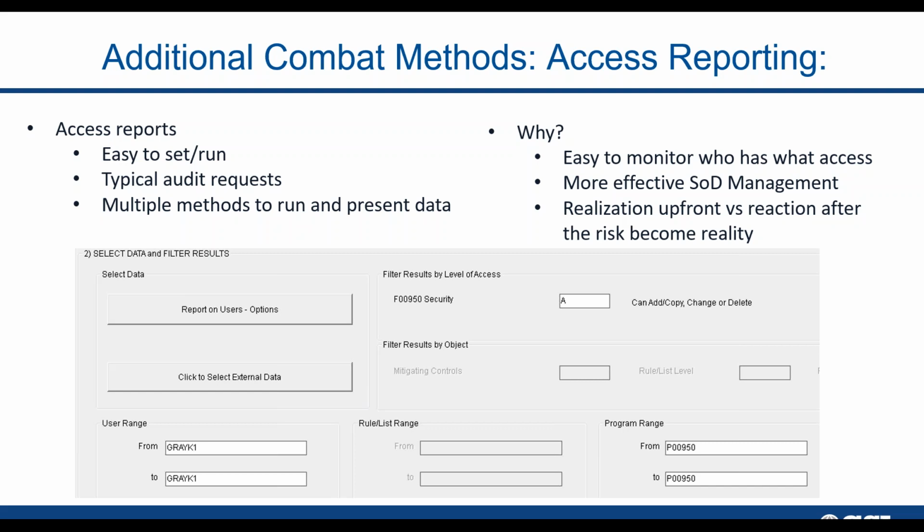And then on the flip side, if you were to take out P00950 of the program range and leave in the user range, you can run an access report on everything that I have add, change, delete access to in the system. The cool thing about this report as well is it will show you what roles are granting the access. It's not going to just say, oh, yep, he has access to P0092 or P0411. It's going to tell you where the user is getting the access from. So again, ease of management and monitoring in your access, more effective SOD management, and realization up front.